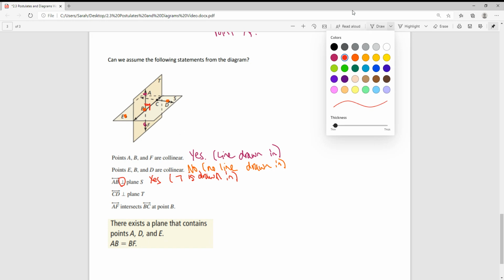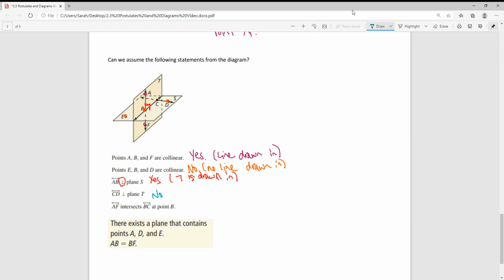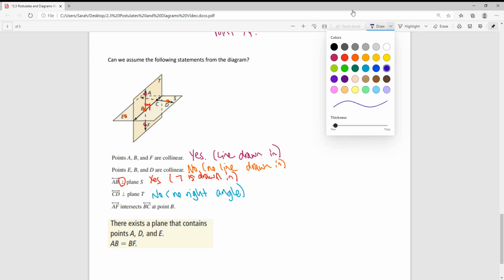Can I say something similar about line CD being perpendicular to plane T? I don't have another right angle box there, so no, we don't see a right angle. So we can't. It might look that way, but we cannot assume it because we can only assume what is there for sure.